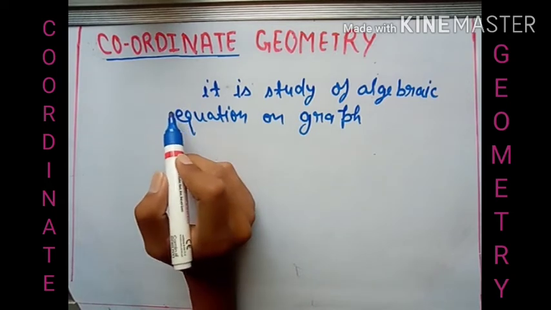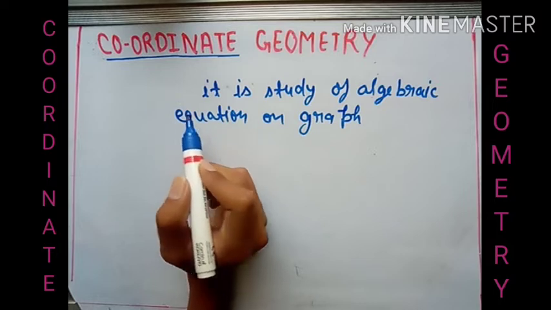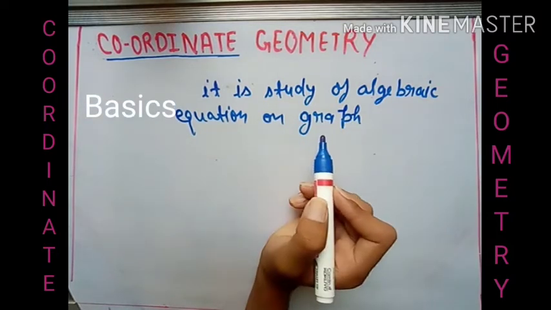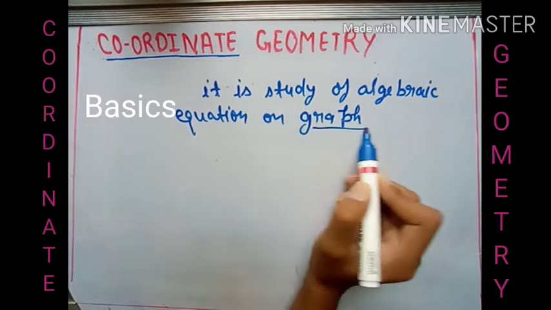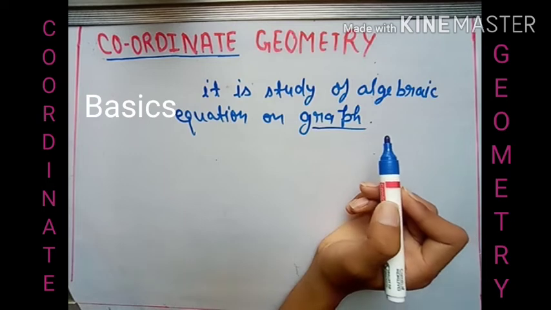But first of all, you have to understand some basics of coordinate geometry. So what is coordinate geometry? It is the study of algebraic equations on a graph. I am underlining graph. So how to make a graph?